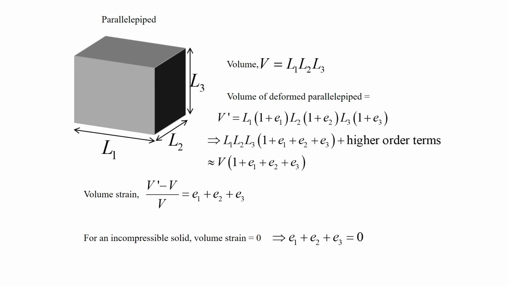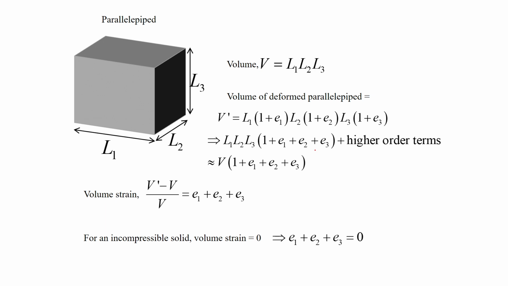We can think about this particular parallelepiped in which volume V is equal to L1 into L2 into L3, and now that it has deformed, the deformed lengths are L1 into 1 plus E1, L2 into 1 plus E2, L3 into 1 plus E3. There are only the normal strains. If I find the total volume of this deformed parallelepiped, it will be L1, L2, L3 into 1 plus E1 plus E2 plus E3 plus some higher order terms. Therefore, we will have V into 1 plus E1 plus E2 plus E3, so the volume strain can be written as E1 plus E2 plus E3.